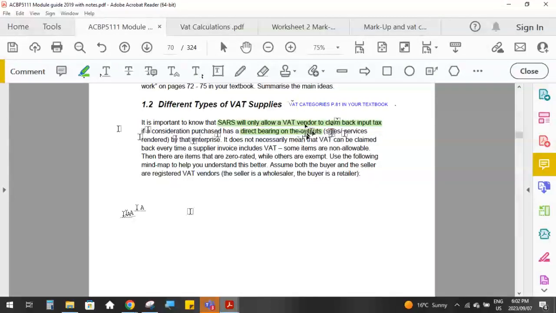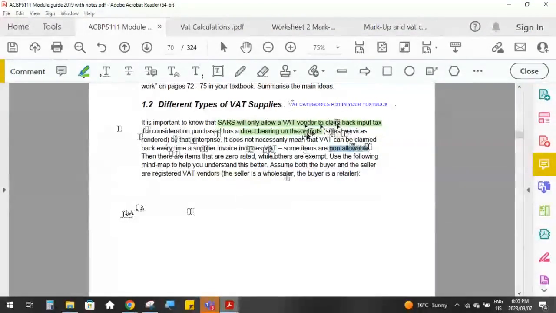If the goods that you've purchased are for personal use of the owners or have got nothing to do with the actual day-to-day business of your operations, then you're not allowed to claim that input VAT back at all, because SARS says you can only claim VAT on purchases that you've made if those purchases are necessary for the running of your business, of your core business. So that means that VAT can't be claimed every single time a supplier has got an invoice with VAT included on it. You've got to look at what that supplier was, and decide what the rules for that particular invoice are going to be.